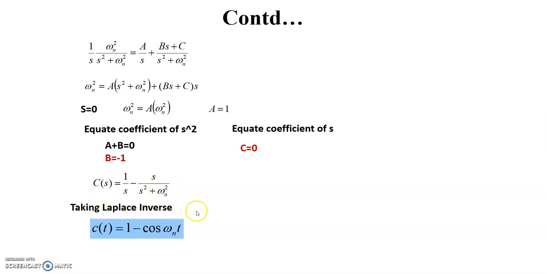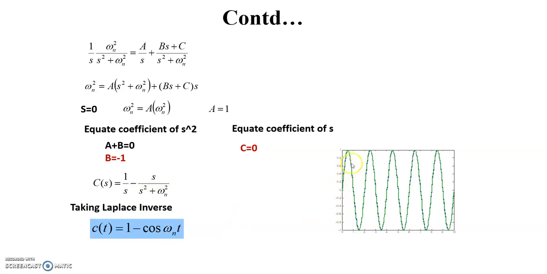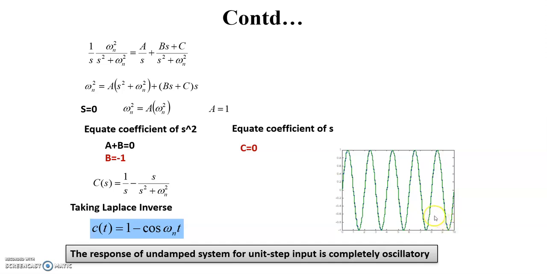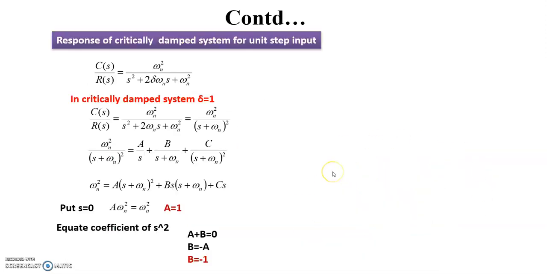Taking the inverse Laplace, this one is a cos omega n. You already know the inverse Laplace of 1 by s is 1. And s by s square plus omega n square is nothing but cos omega nt. So this is where the system is oscillating. The response of the undamped system for unit step input is completely oscillatory.